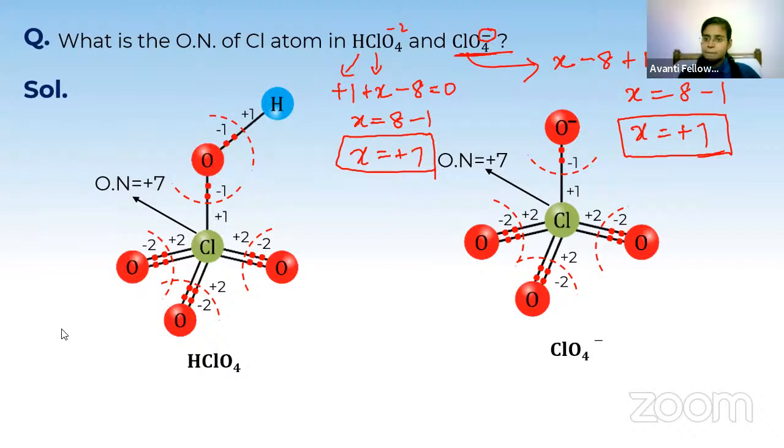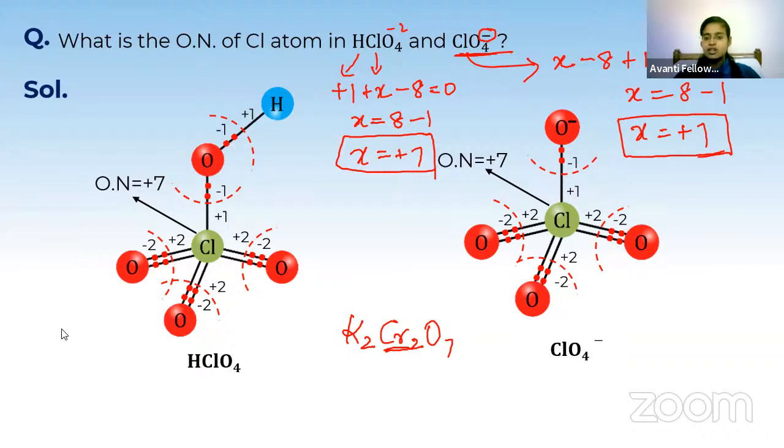Yes, great. So now I will give you one more compound. Try to find out the oxidation state. K2Cr2O7. You have to find out the oxidation state of chromium in this compound.